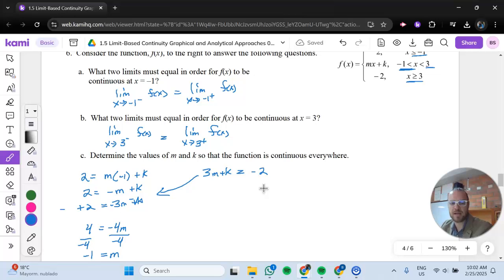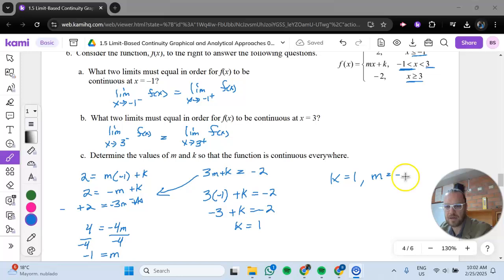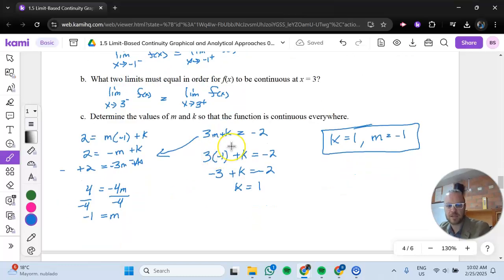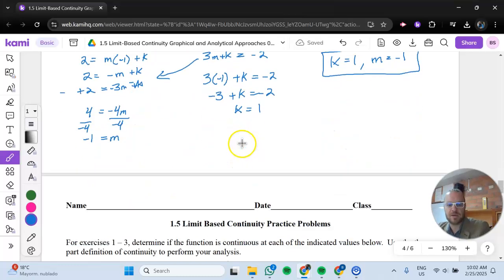Once I've got that, I can plug it into either of my other equations and find k. Actually, I might as well do it in order. 3 times negative 1 plus k is equal to negative 2. So I've got negative 3 plus k equals negative 2, which means that k is going to be equal to 1. So I get that k equals 1, m equals negative 1. And if that is true, then we know that this thing will be continuous everywhere because we've literally forced it to be. And so that's it.